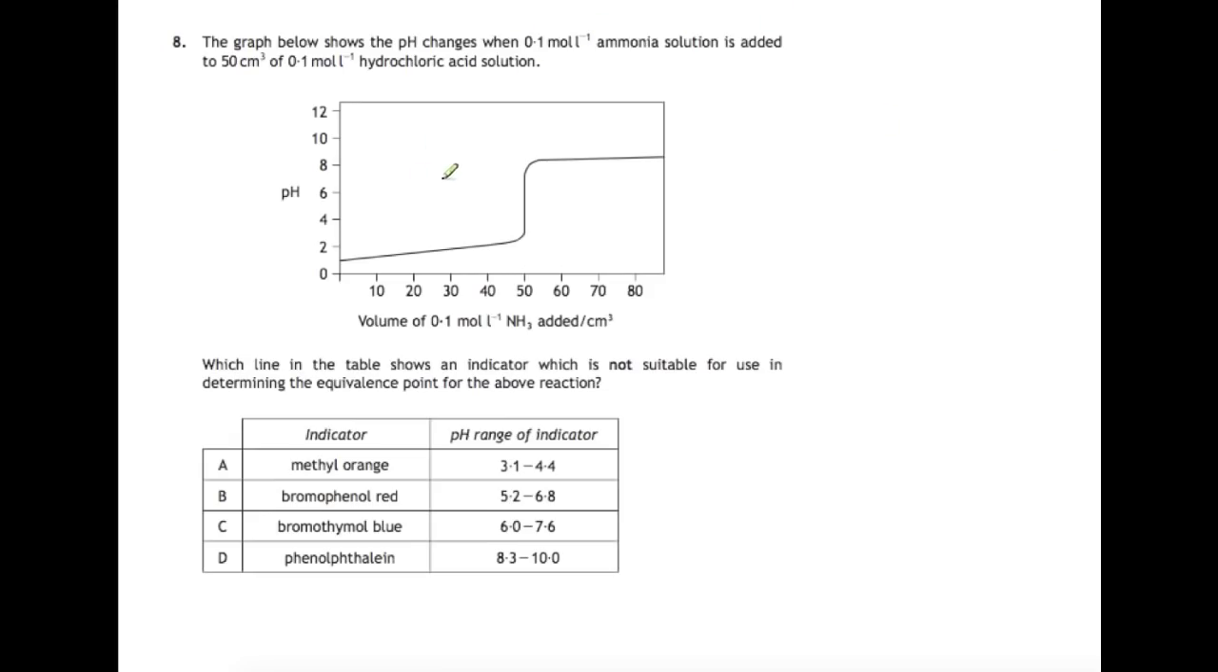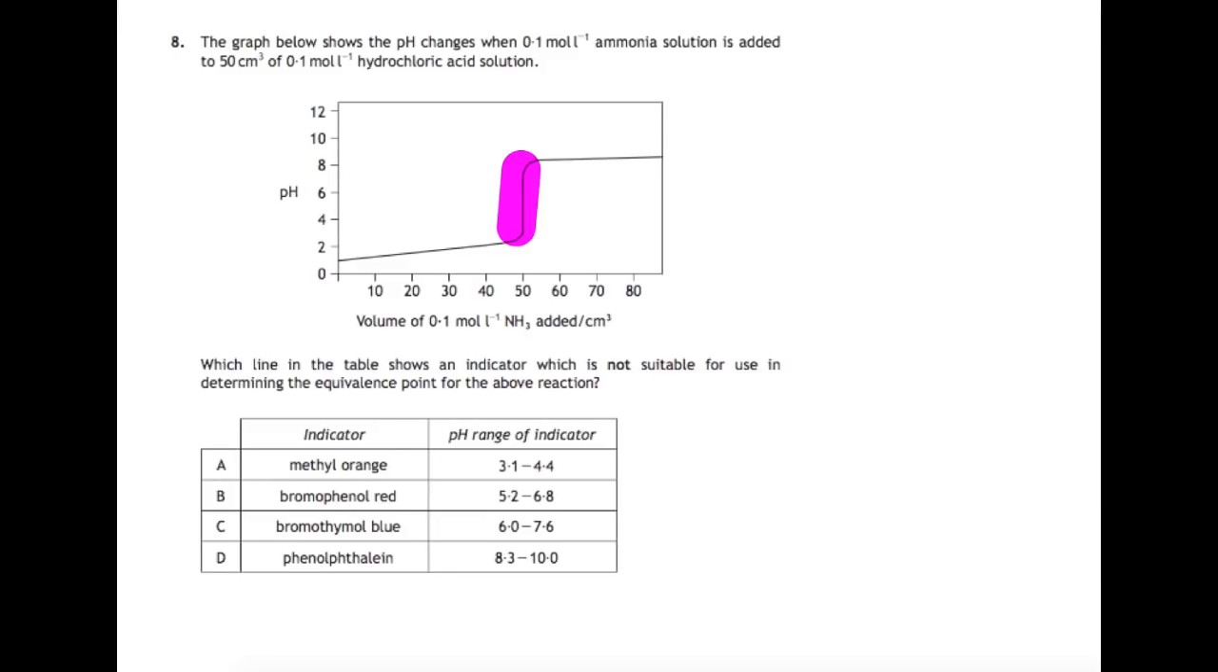This question is again looking at acids, this time looking at indicators. So you have ammonia reacting with hydrochloric acid, and you're showing the pH curve for that reaction. And you're to find which indicator would not be suitable to be used for this reaction. A suitable indicator has to have its pH change over this straight part here. Now ideally it would be in the very middle of that part of the line.